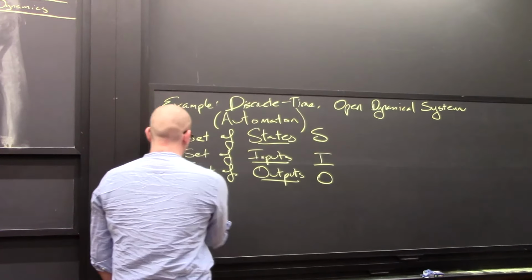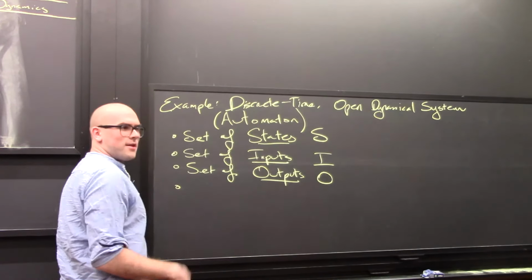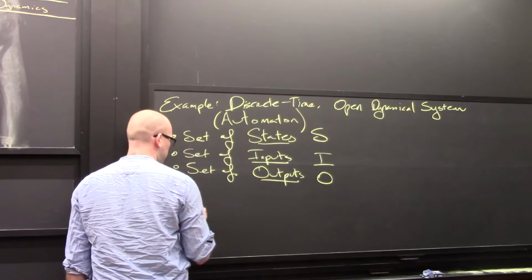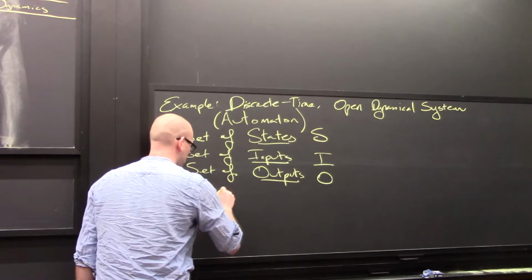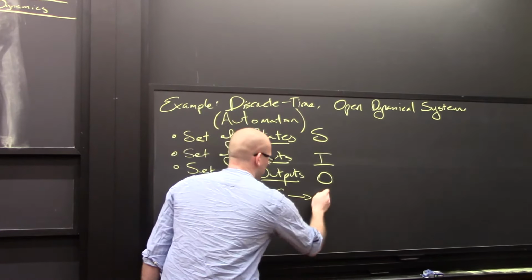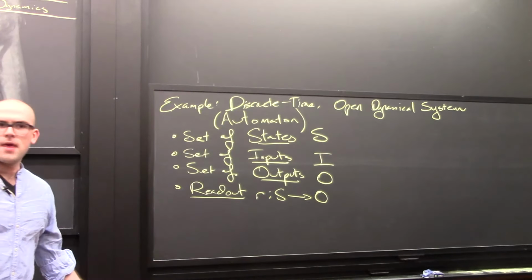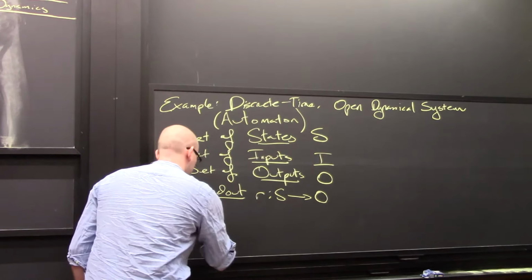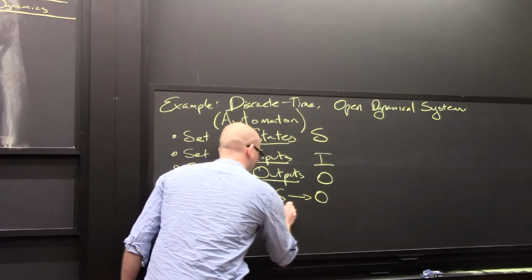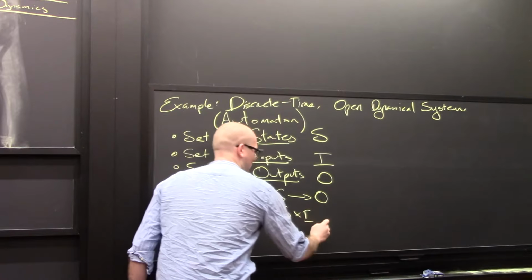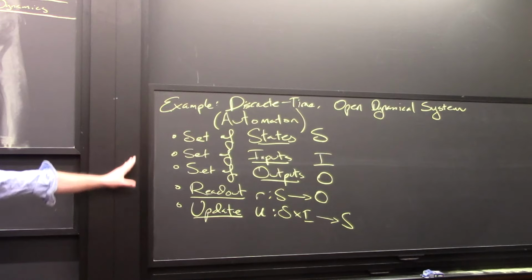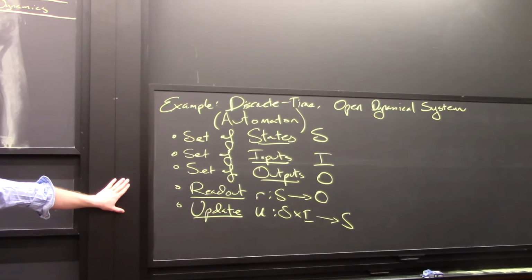All right. Now, there's two basic ways that these connect. One is what we would call a readout function. So a readout, which takes a state and gives us an output. And then there's an update. And it takes a state and an input, and it gives us a new state. And so this is the basic framework of open dynamical systems.